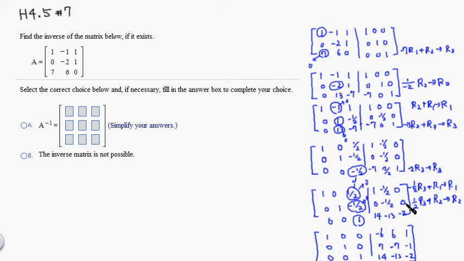So what shows up here is the inverse matrix. That's going to be negative 6, 6, 1, and 7, negative 7, negative 1, and 14, negative 13, and negative 2. All right, let's double check with the calculator.